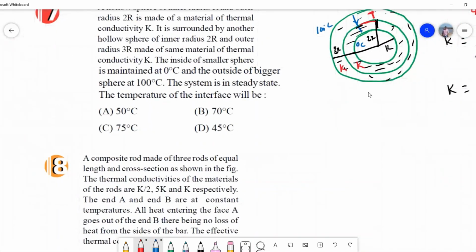Yes, the option number C is correct because the answer is given as 75. Now let's move on to the next problem.